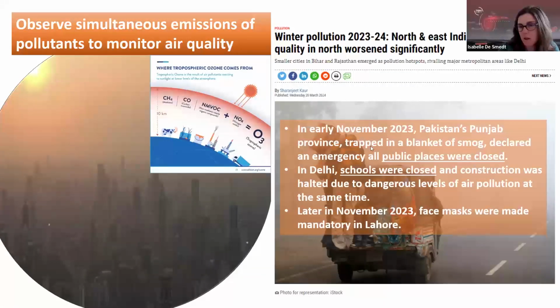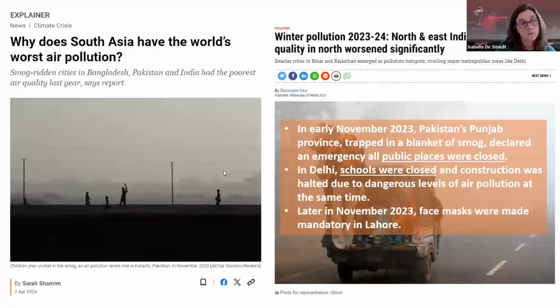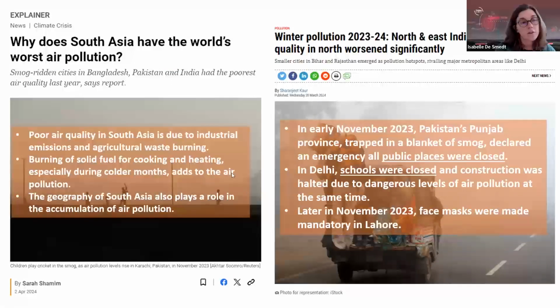The country stayed in emergency, and all public places were closed. In New Delhi, the schools were closed, and the construction and industrial activity had to stop. Later in November, face masks were made mandatory in Lahore. And as I said, it's not wildfire, but rather poor air quality due to industrial emissions and agricultural waste burning in this region.